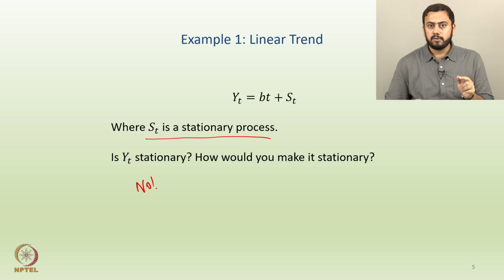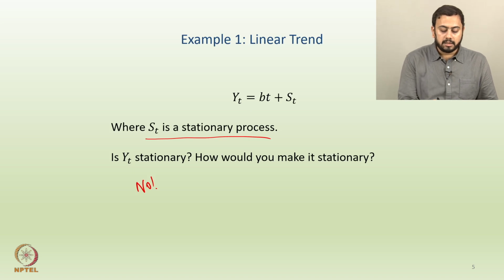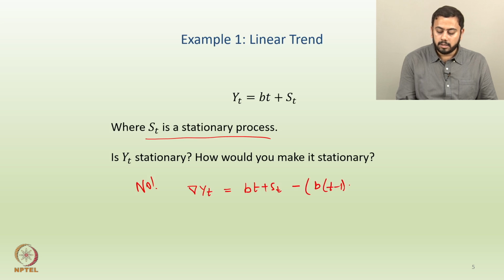Now, if you think about this problem for a second, applying any transformation won't work here. If you apply a square root transformation or some log transformation, it won't work because the same transformation would appear on the right hand side, and that necessarily won't remove the dependence on t there. So, what could be done? Here the nabla operator comes to the rescue. One can apply nabla on yt. If you apply nabla on yt, what would you have? This would be bt plus st minus b times t minus 1 plus s t minus 1.